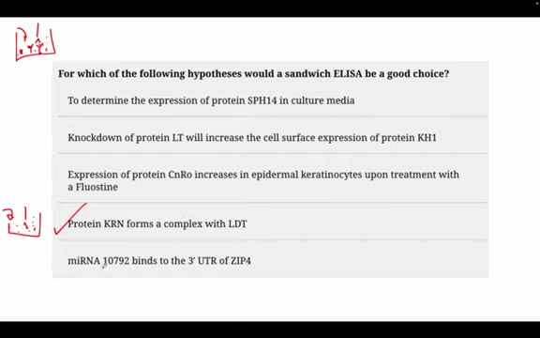miRNA binds to 3' UTR. We can also try to do this: coat the miRNA on the well, add ZIP4, whatever ZIP4 protein is, and then look for interaction, or measure the amount of ZIP4 which is now bound in the well.